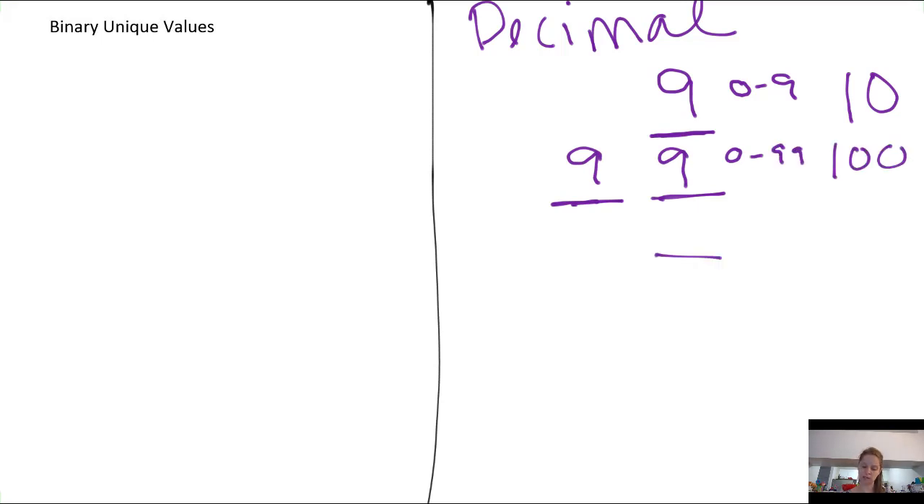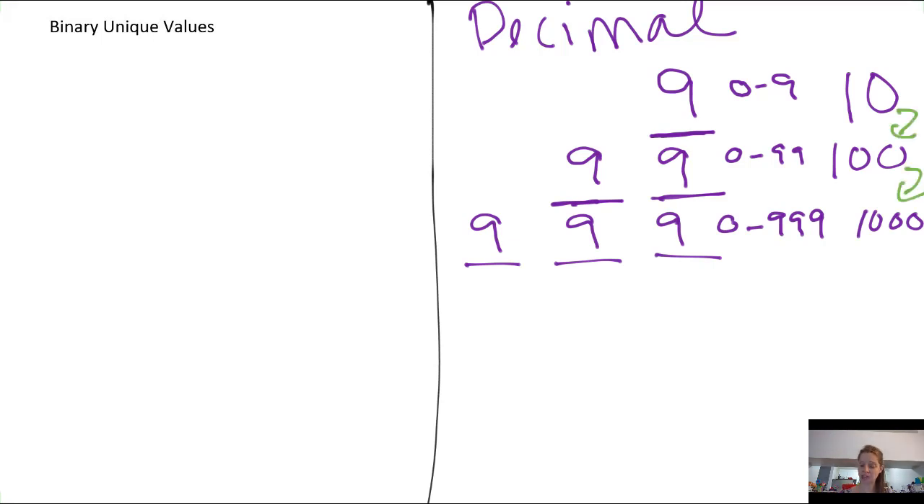Let's add one more digit. The highest we can represent is 999. So we can do 0 through 999, which is 1,000 unique values. You should notice that the possible unique values, every time we add a digit, gets multiplied by 10.